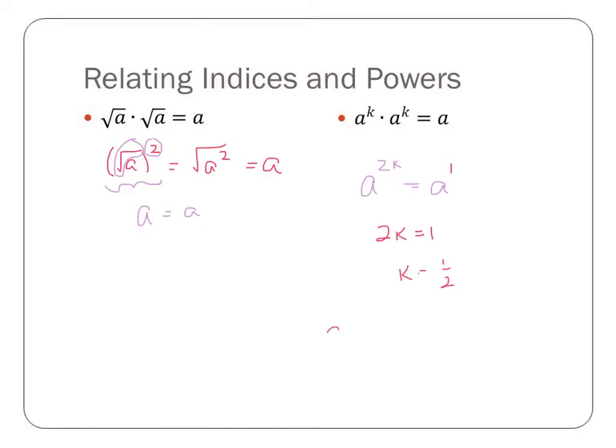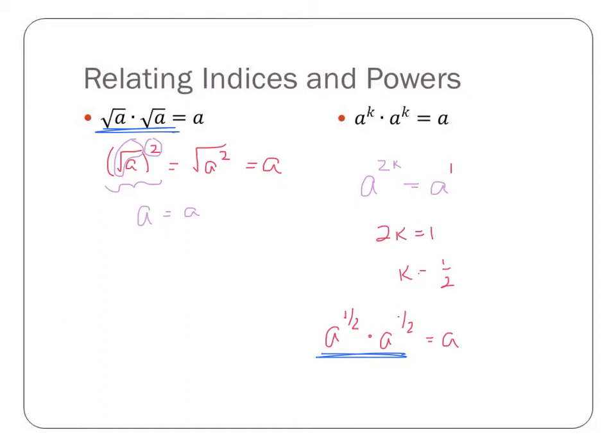So if I had a to the 1/2 times a to the 1/2, because that's what I just figured out k was, that has to equal a. Well, that looks kind of similar to this over here, that I have these two things that are related that equal a.